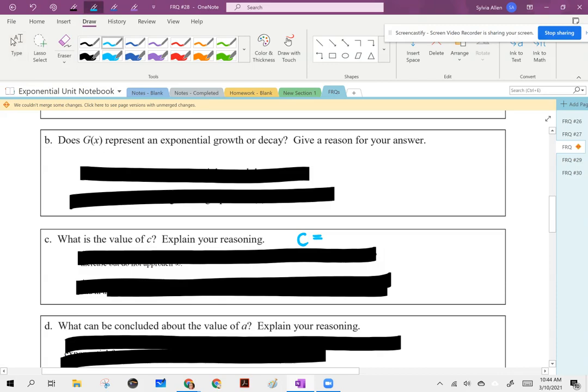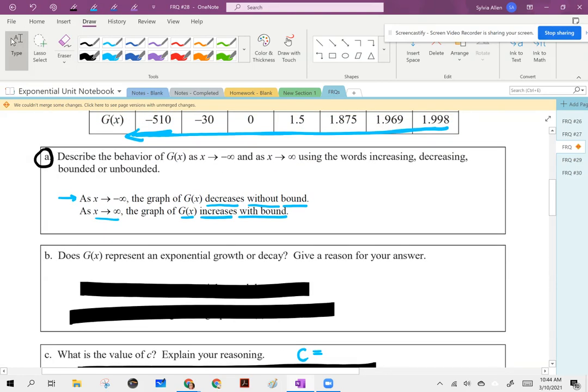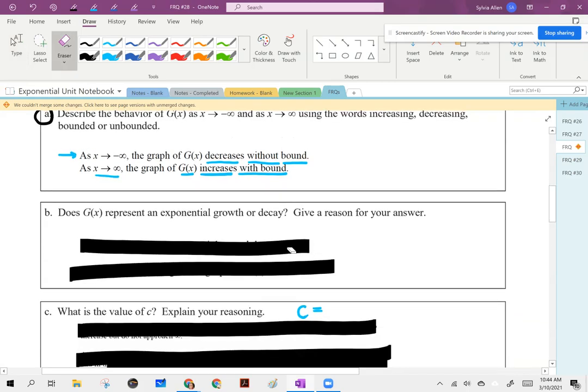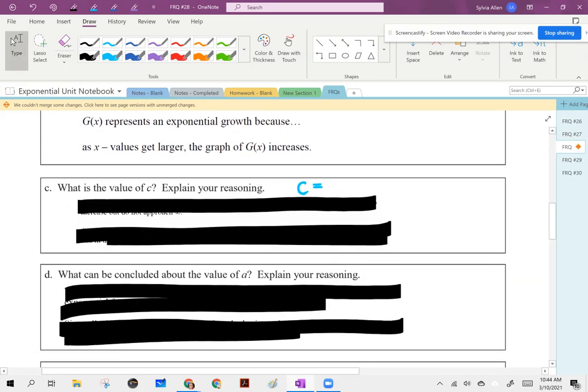All right, so is it going to be growth or decay? Well, if we can analyze our end behavior, if on the left we are going from negative infinity all the way up to 2, then that would indicate growth. And just exactly that. As x values get larger, the graph of g of x increases. All right, C, give me the value of C and also explain your reasoning.